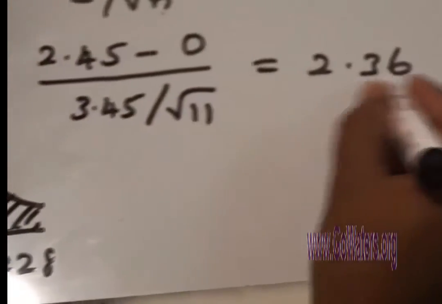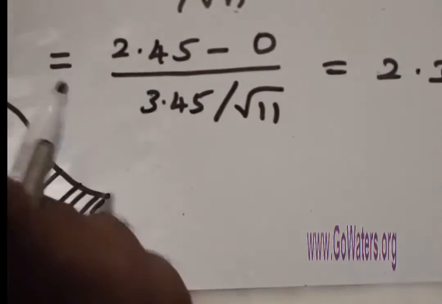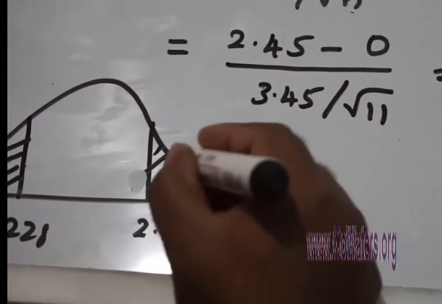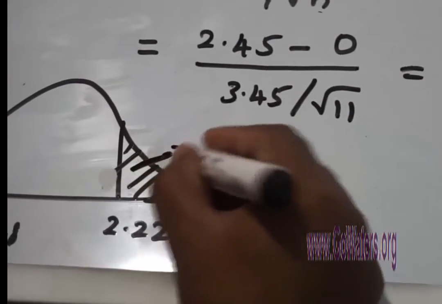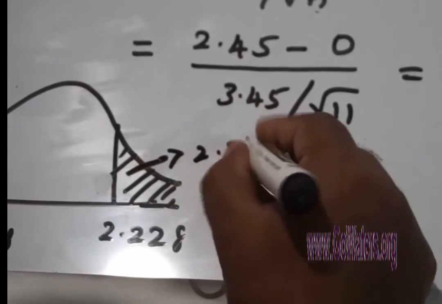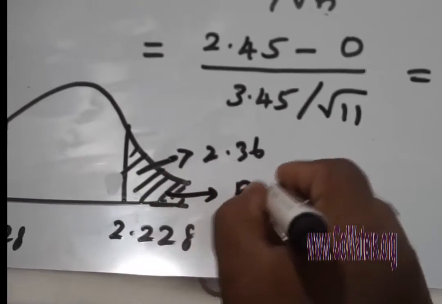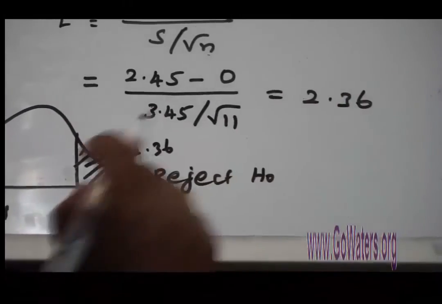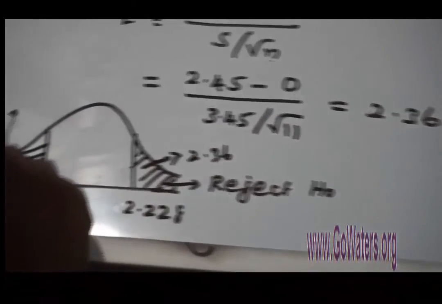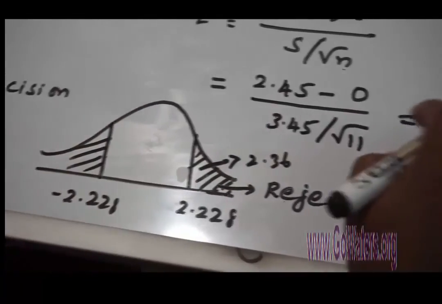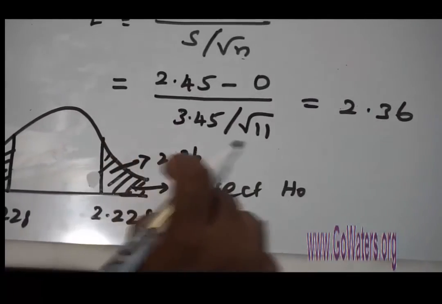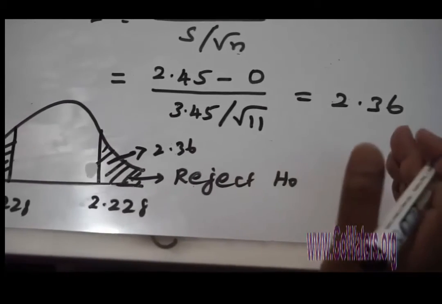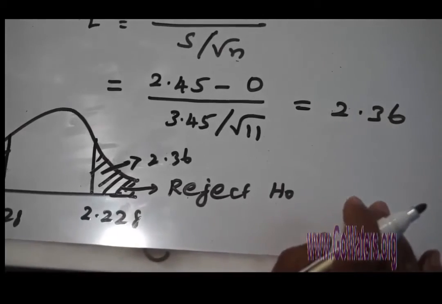And now you see the 2.36. This is my calculated value. From the sample, I worked out this 2.36. So definitely 2.36 falls here, right? So this is the reject H0 region. Whenever your calculated value falls either here or here, you reject the hypothesis. Now 2.36 falls here, therefore we are going to reject the hypothesis. In other words, there is no sufficient evidence to accept your null hypothesis.